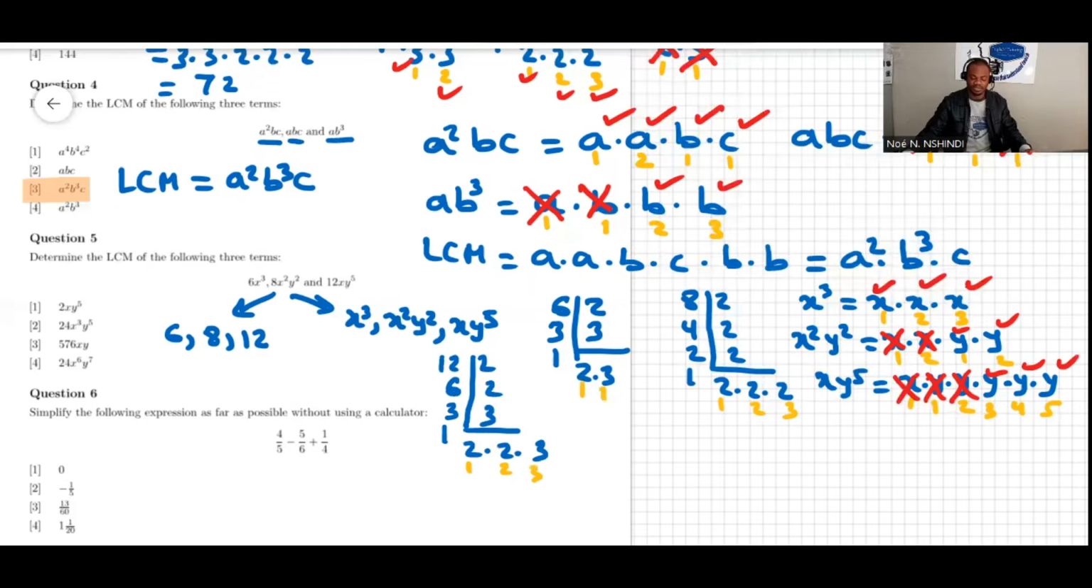Now, to find the LCM for 6, 8, and 12, I have 2, 1 here. I can take this 2, 1. 3, 1 is there, it's the only 3, 1. And then 2, 2, 2. I take this 2, 2. So the LCM for the numbers would be 2 times 3 times 2 times 2 times 3, which is equal to 48.